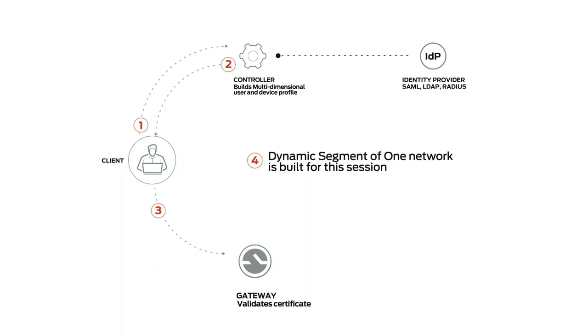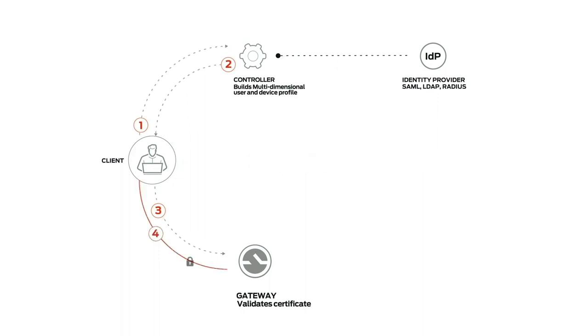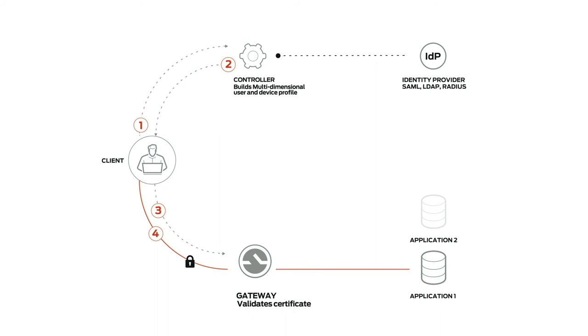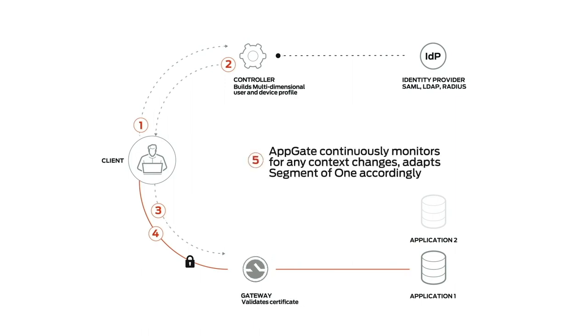Once the gateway validates that the signed token has not been tampered with, it dynamically generates a segment of one that allows access to specific resources that have been granted. In our example, this user only has access to application 1 and the other resources remain cloaked.